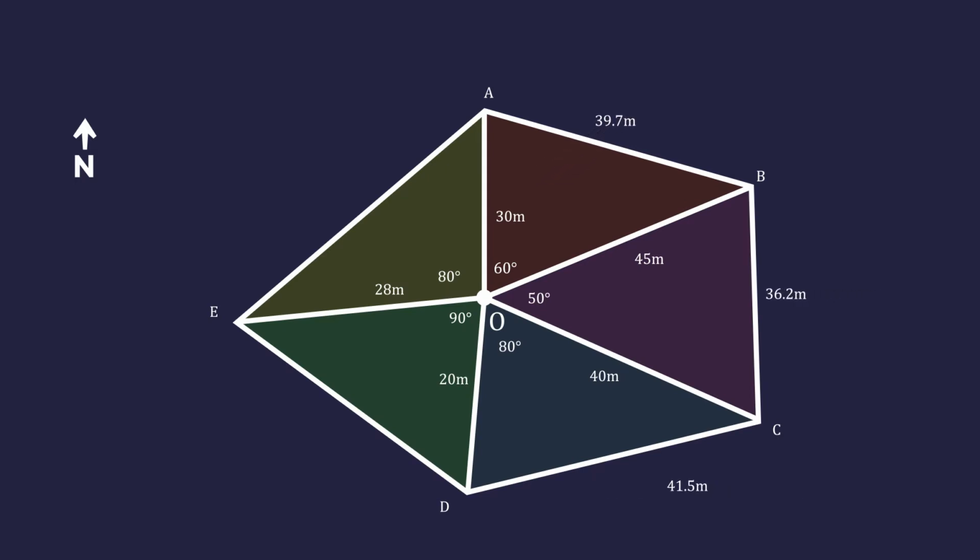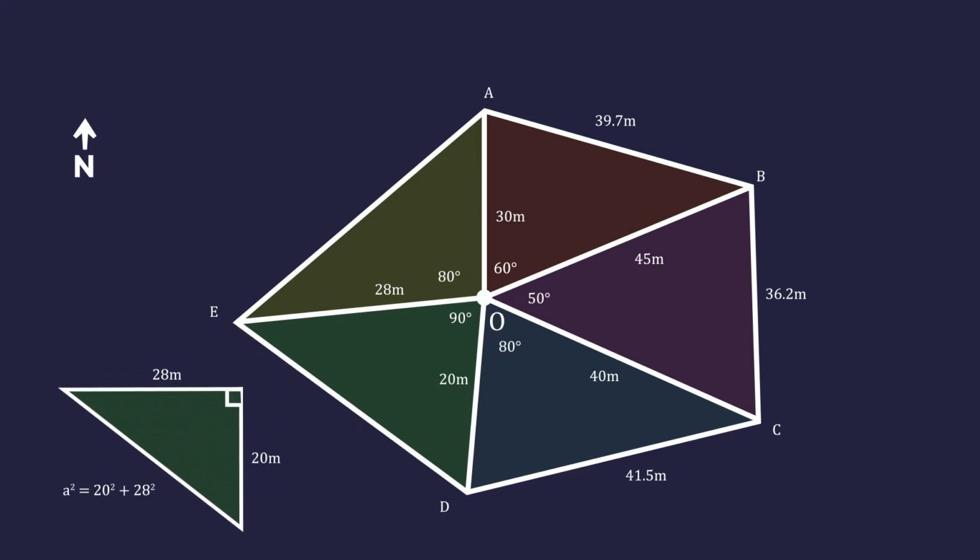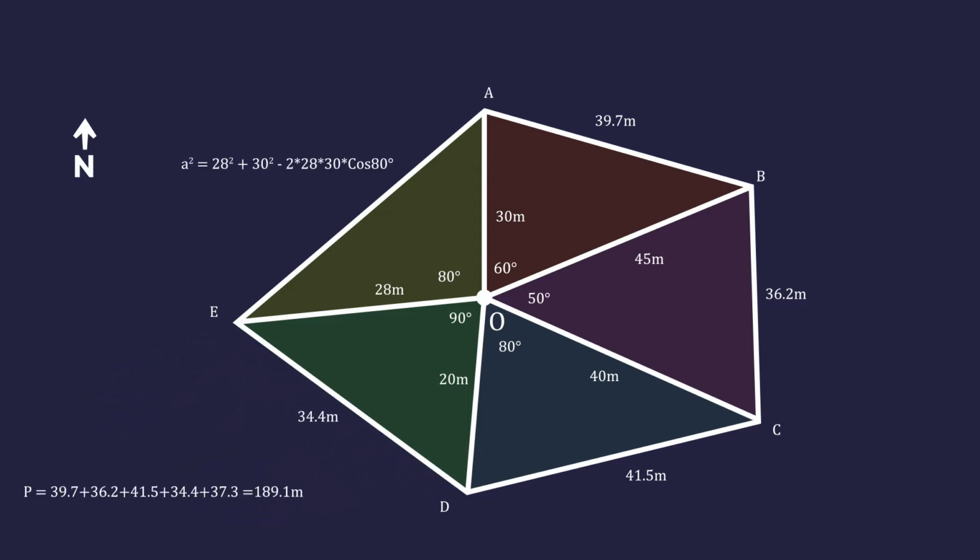For the edge DE, the angle DOE is actually 90 degrees, so it's a right triangle, so we can just use Pythagoras' theorem. A little bit of an explanation here is that the cosine of 90 degrees is equal to 0, which renders the whole component 2 times 20 times 28 times cos of 90 equal to 0. So subtracting it makes no difference to the equation. We can get the perimeter from the sum of each of these edge lengths, which is 189.1 meters.